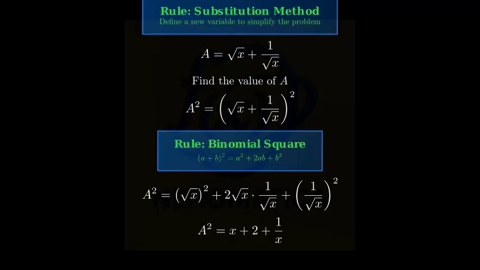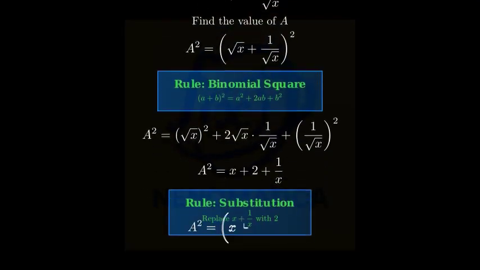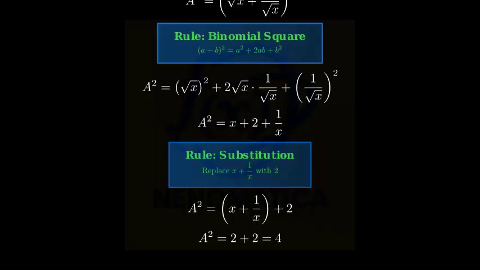Now, we can use the given information. We know that x plus 1 over x equals 2. Let's substitute this into our expression for a squared. We get a squared equals x plus 1 over x plus 2, which simplifies to 2 plus 2, which equals 4. So we now know that a squared equals 4.